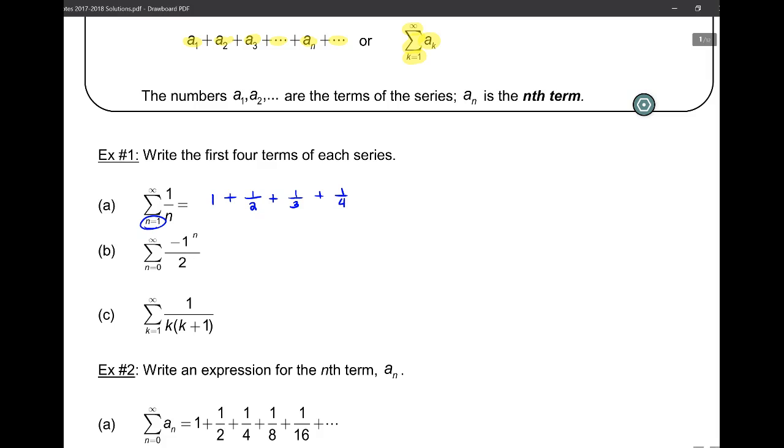Next one. Now you'll notice we're starting here at n equals 0. Whenever we have a negative 1 to the n, that means it's going to be an alternating series. It's going to alternate between positive and negative. Where it begins depends on what n is equal to. Since n is equal to 0, it's going to be 1 over 2. Then when n equals 1, it's going to be minus 1 over 2. Then when n equals 2, it's going to be plus 1/2. When n equals 3, it's minus 1/2.